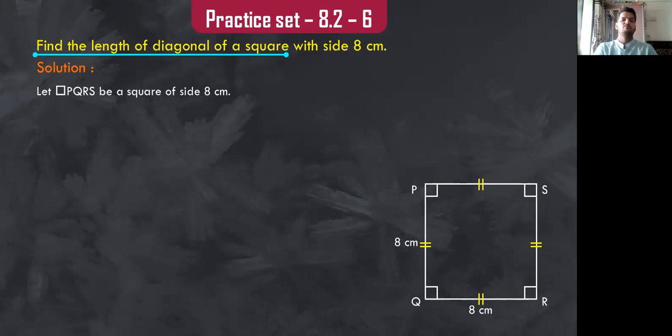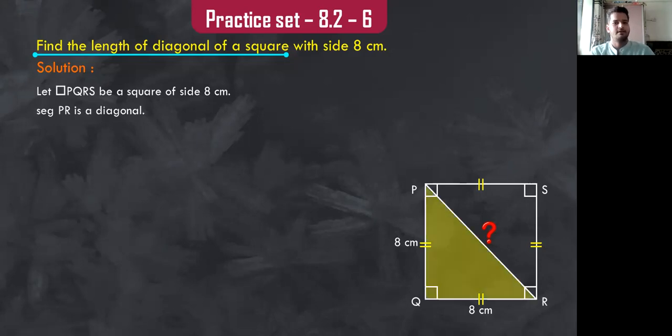Now find the length of diagonal of a square. You can take diagonal PR also, or you can take diagonal QS also. As in this case, we are taking the diagonal PR. What is its length? We have to find it out. Now always ask yourself, if I draw the diagonal PR, our square is divided into two triangles. Correct. Observe the triangle PQR.